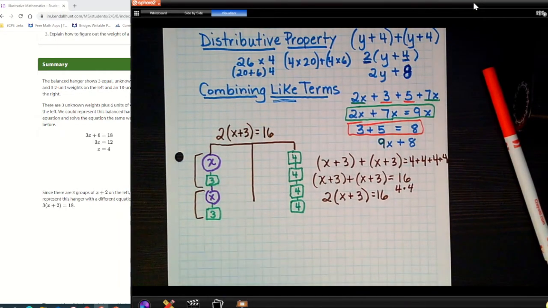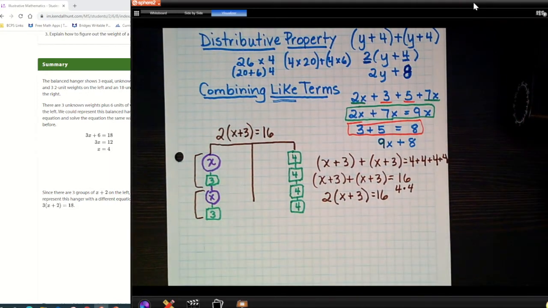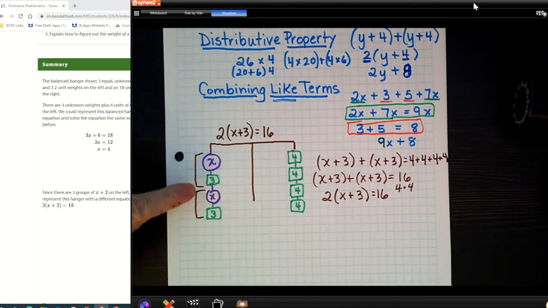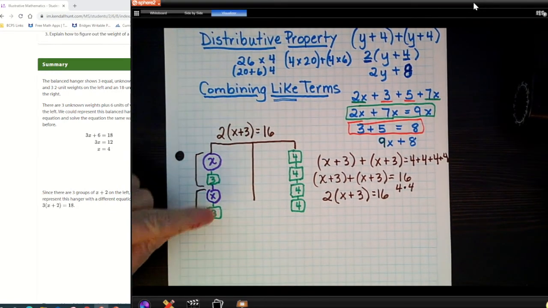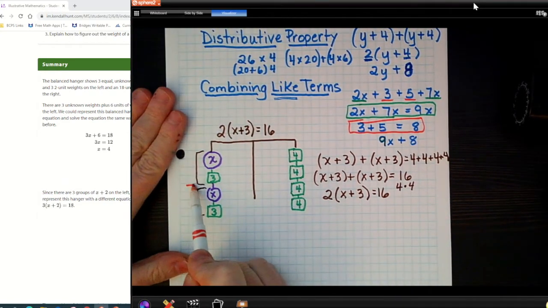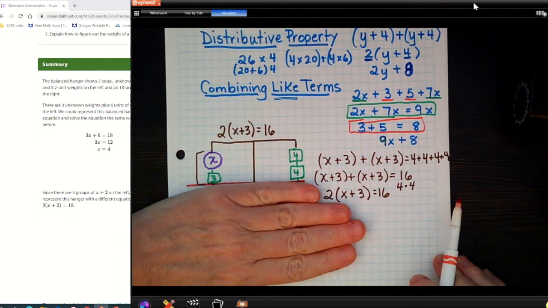Okay, so one way we can solve this problem is to leave it this way, okay? Leave it with the distributive property. And I notice I have 2 and 2, so x3, 4, 4, 4, 4. So watch what happens if I just divide the whole thing in half, okay? And I get rid of half of the scale.